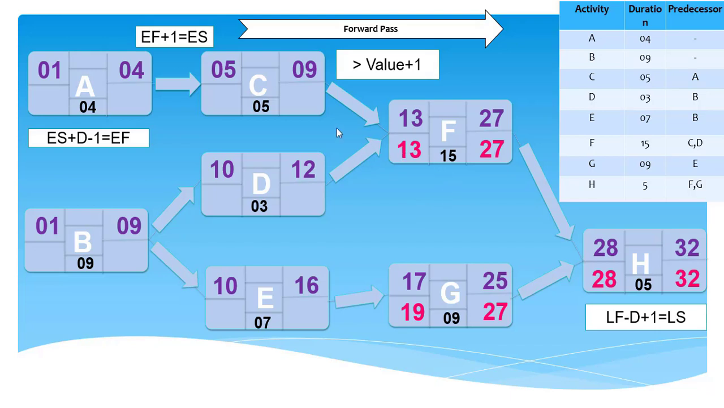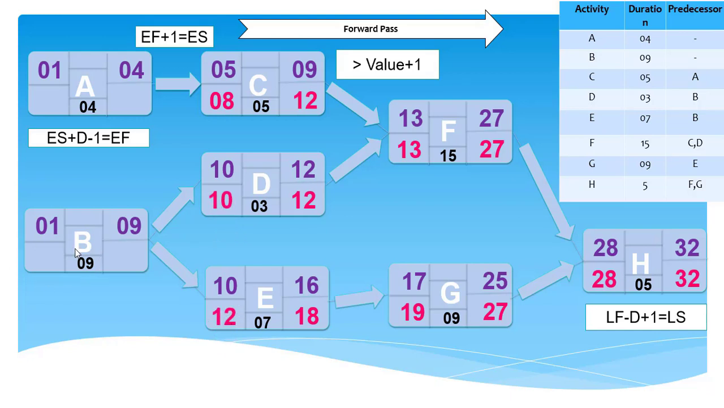Now we are going to the next level. Here we have to define the late finish of all of these activities. So definitely it will be 13 minus 1, which makes 12, 12 here, and 19 minus 1 makes 18 here. Now we have to define the late start. So it is 8 here, 10 here, and 12 here.